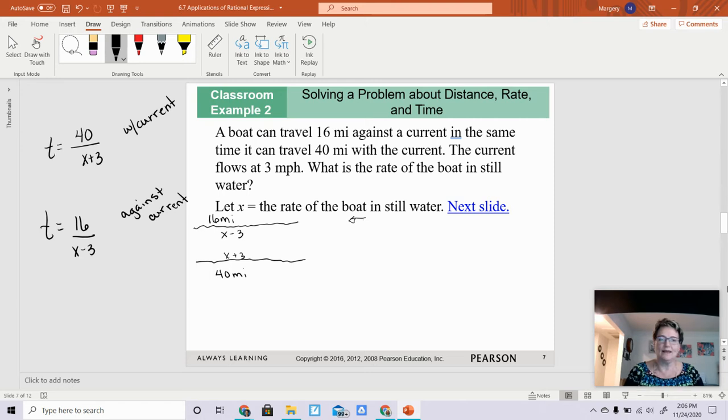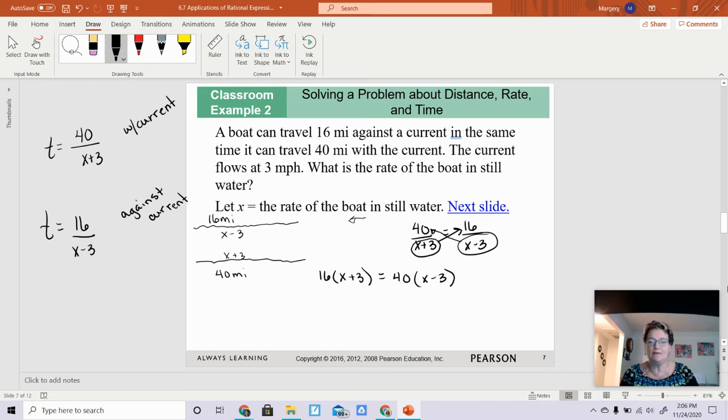And so then what I end up with is t equals t, and we all know that's true. So I can set both of these ratios equal to each other. So I'm going to go 40 over x plus 3 equals 16 over x minus 3. Again, just like the problem we did earlier, I'm just going to cross multiply. No stress whatsoever. I'm going to take x plus 3 and multiply it by 16. So 16 times x plus 3 equals, I'm going to take this and multiply it by 40. That's going to give me 40 times x minus 3.